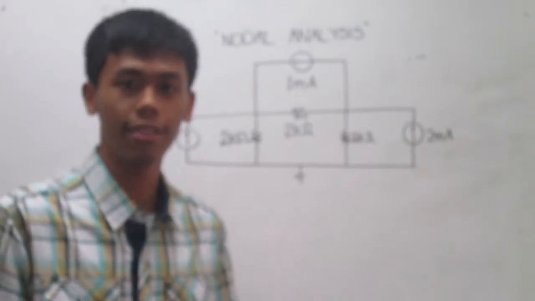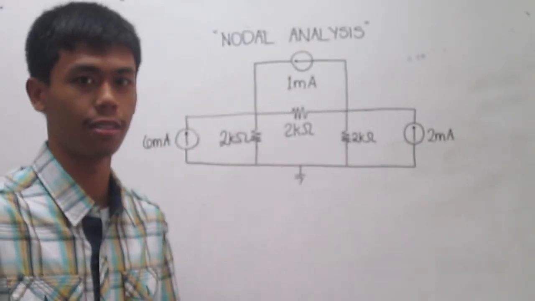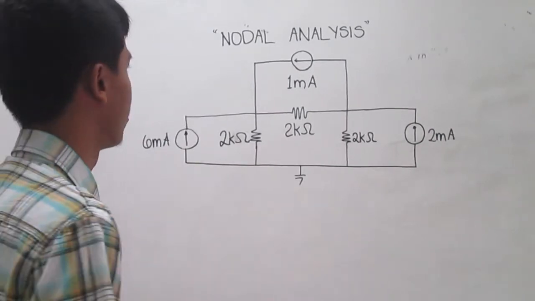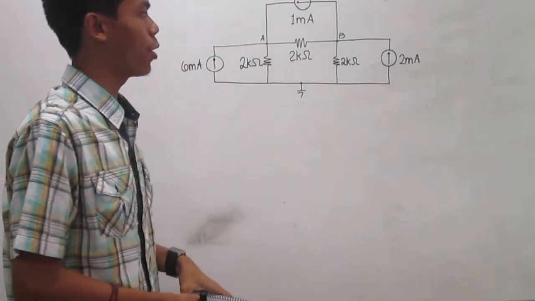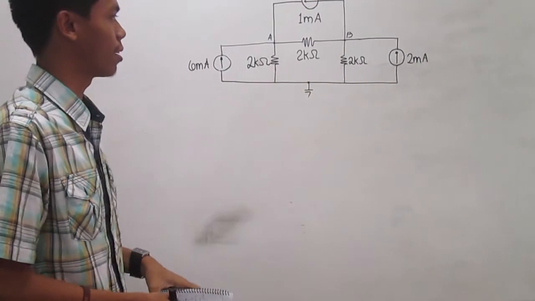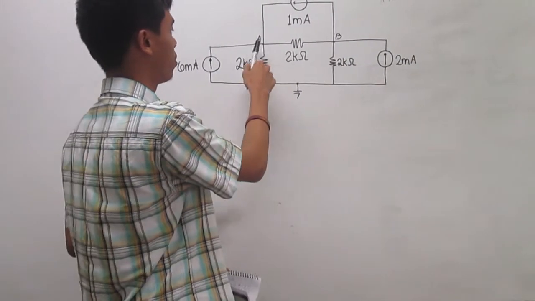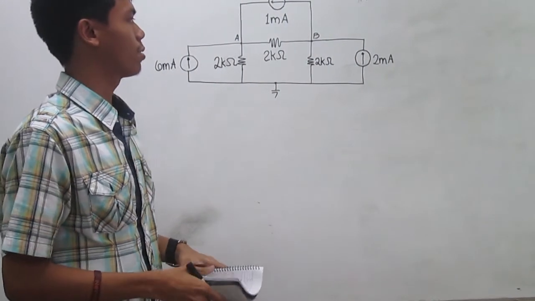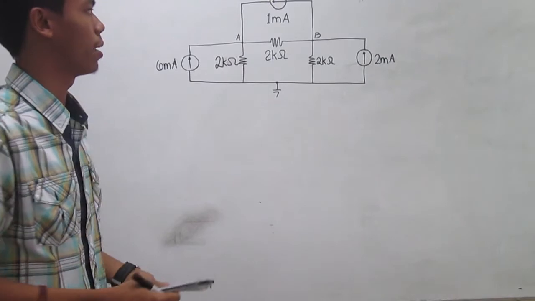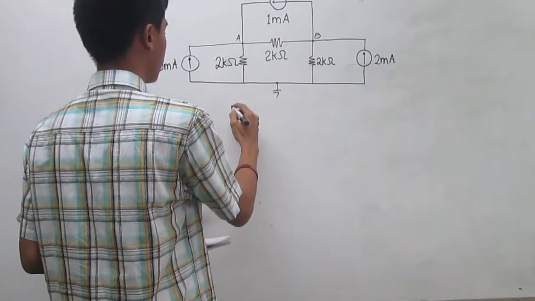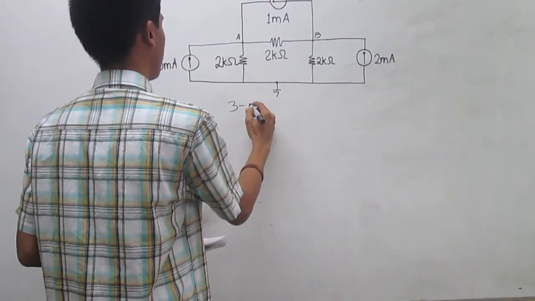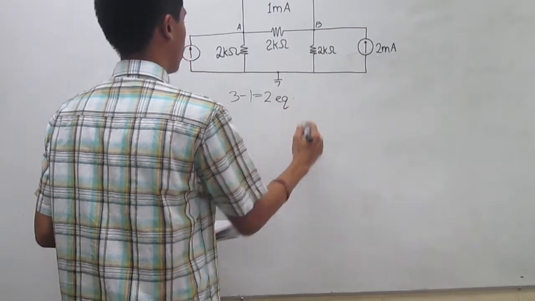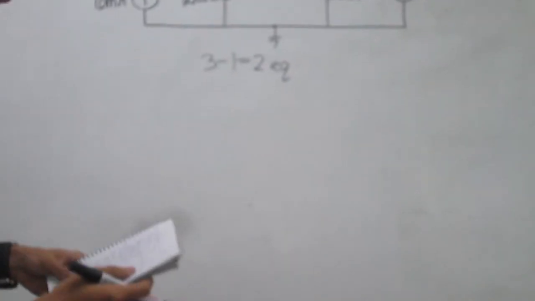So for us to better understand how this principle works, this is an example of how we use this method of analysis. For us to identify how many equations we can form in this circuit, we count the number of nodes, 1, 2, and 3, then subtract 1 to know how many equations we will be able to form. Since there are 3 nodes, 3 minus 1 is 2, so 2 equations will be formed through this circuit.